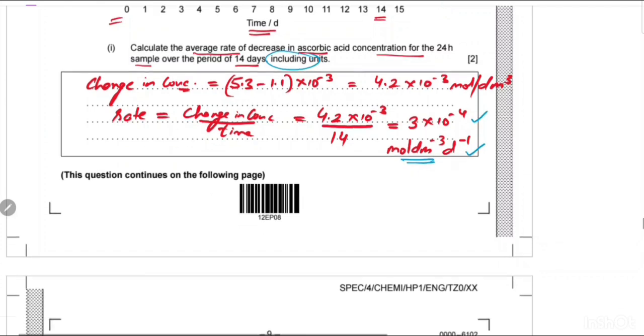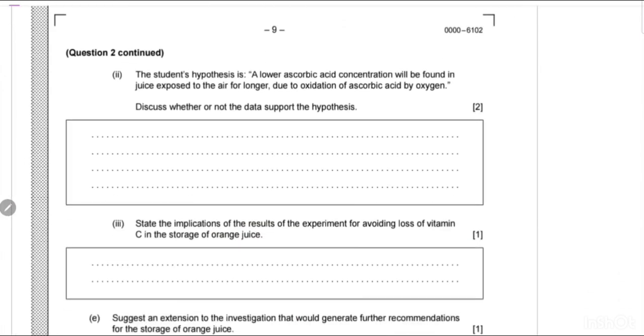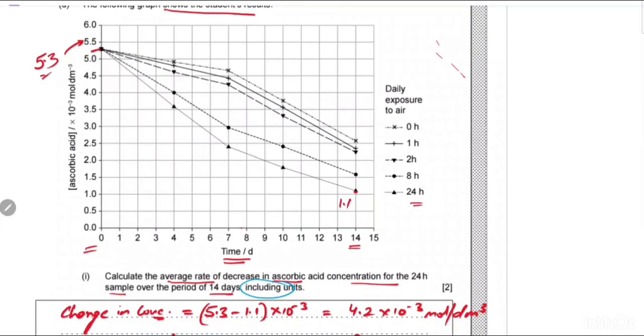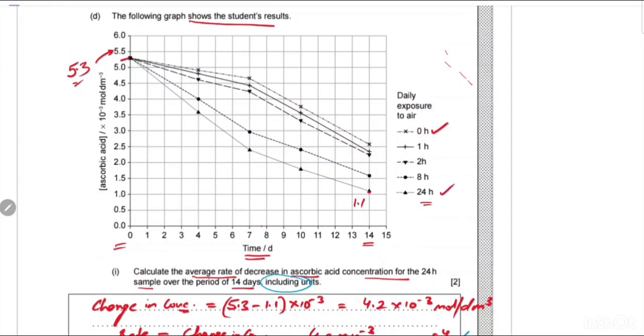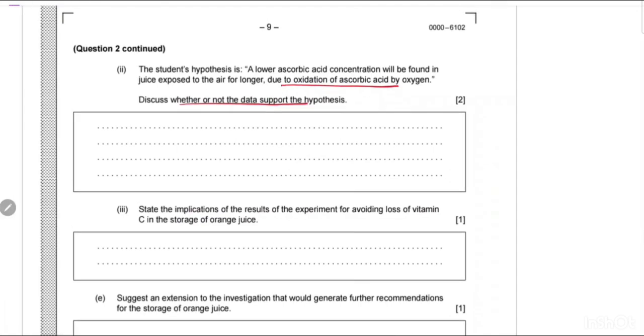Okay. Next question is question 2 part 2. The student's hypothesis is that a lower ascorbic acid concentration will be found in juice exposed to air for a longer time due to oxidation of ascorbic acid by oxygen. Discuss whether or not the data support the hypothesis. As we see in the data, the ascorbic acid concentration goes on decreasing with time. For 0 hours it is higher, and for 24 hours it is lower. The concentration decreases as time passes because the exposure to oxygen increases.